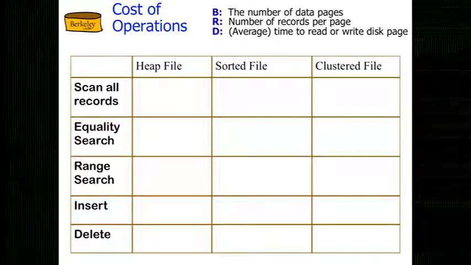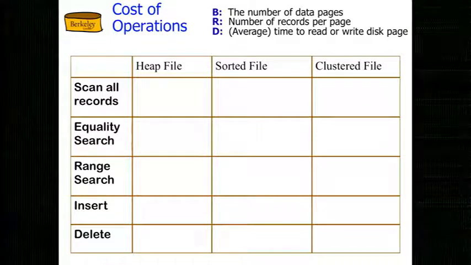We're going to scan all the records in this heap file. The file has B pages. It's got R records per page. And it takes D time to read or write a disk page. What's the equation for how long it takes to scan all records in a heap file? Well, how many pages will we look at if we scan all of the records? We will look at B pages, B as in boy. And how much does each page access cost? D. So the total cost for a heap file of scanning all records is BD, B times D.